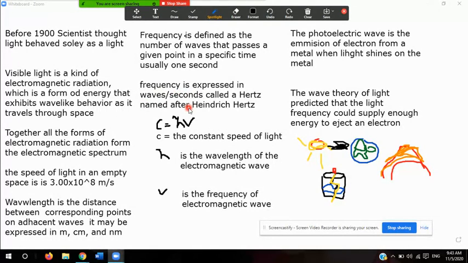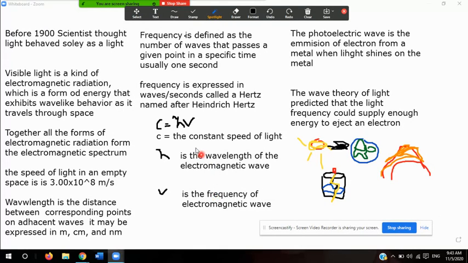So frequency is expressed in a unit called hertz, and it's named after Heinrich Hertz, who was a German scientist who studied wavelengths. And there's a mathematical equation for it, which says C equals the wavelength multiplied by the frequency, where C is the constant of the speed of light. This lambda is basically the wavelength of the electromagnetic waves, and the V is basically the frequency. So basically, the constant speed is wavelength, which we know is the distance, multiplied by the time.